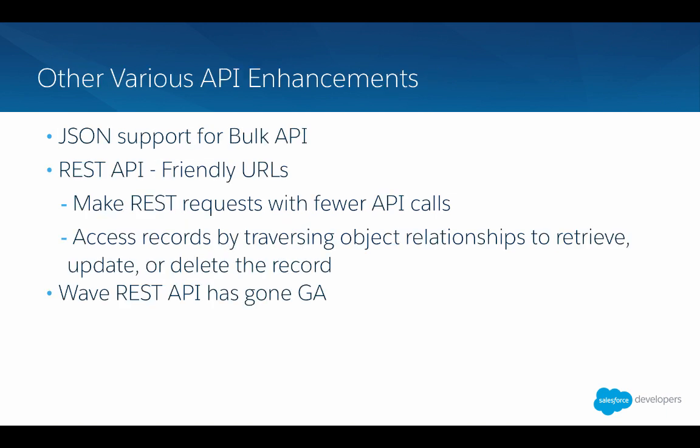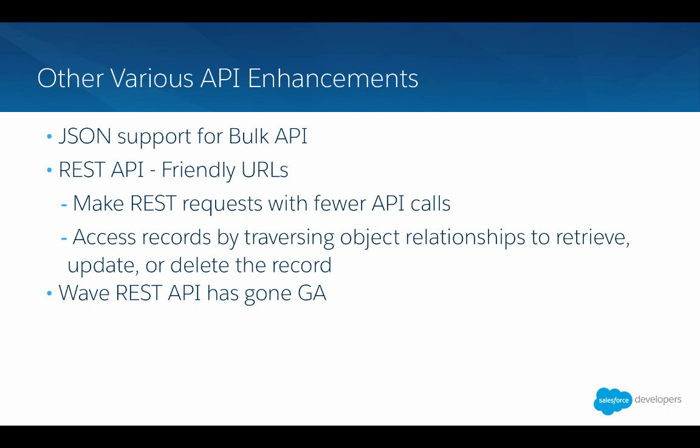All right, so finally, my last set of API enhancements. First off, JSON support for Bulk API. Yay! Also, REST API friendly URLs. This is going to allow you to do more with your REST API calls by being able to traverse through parent records to retrieve, update, delete, and do a lot of CRUD on that record without having to run multiple calls.